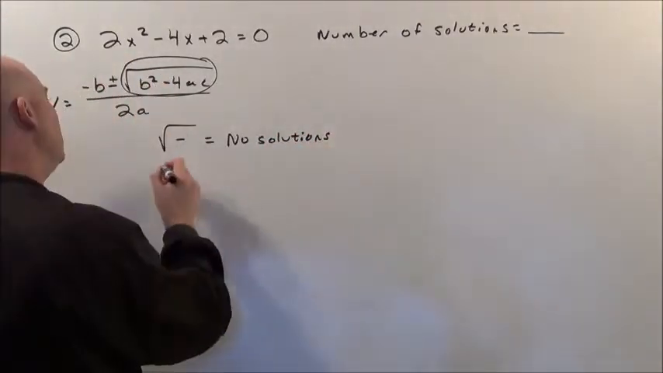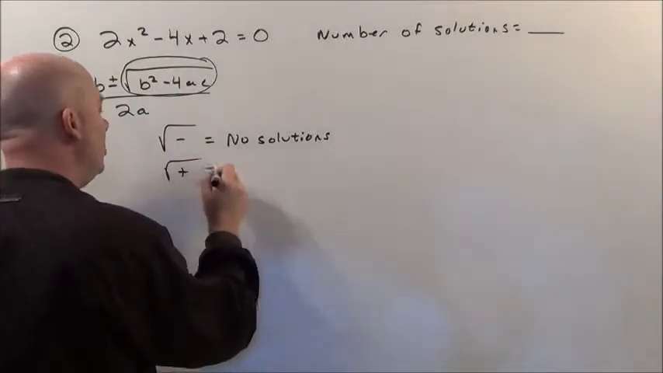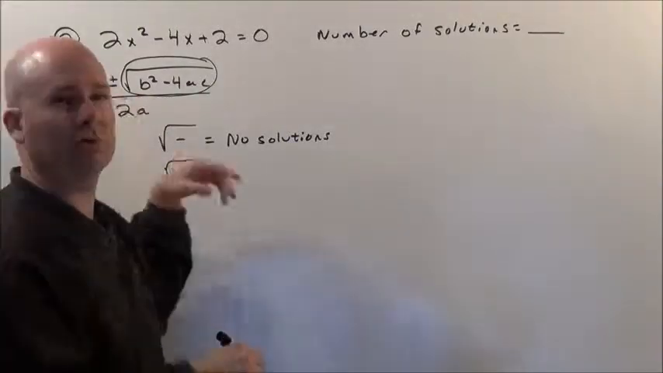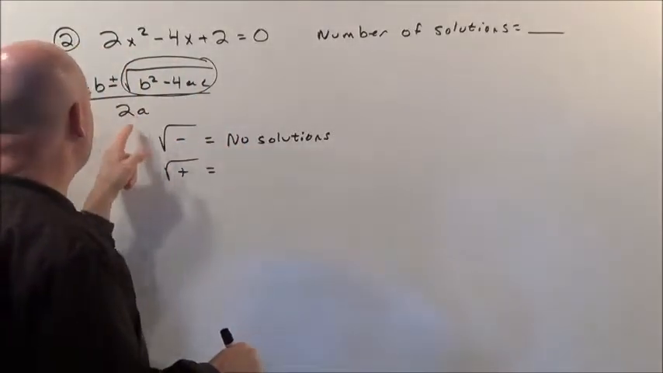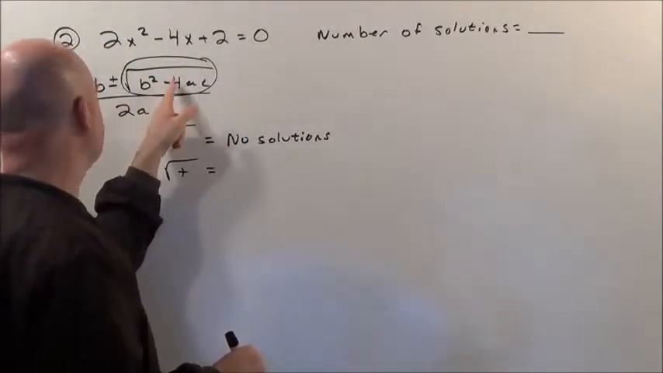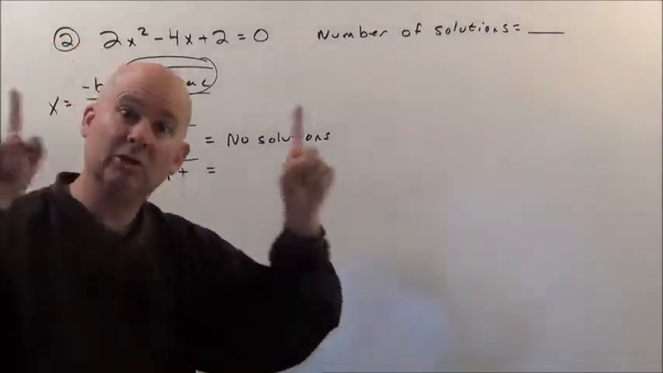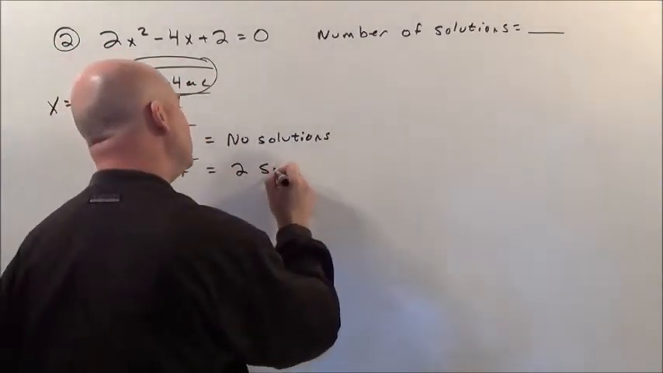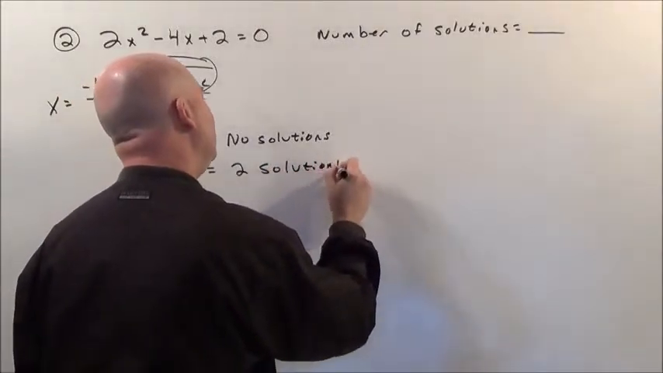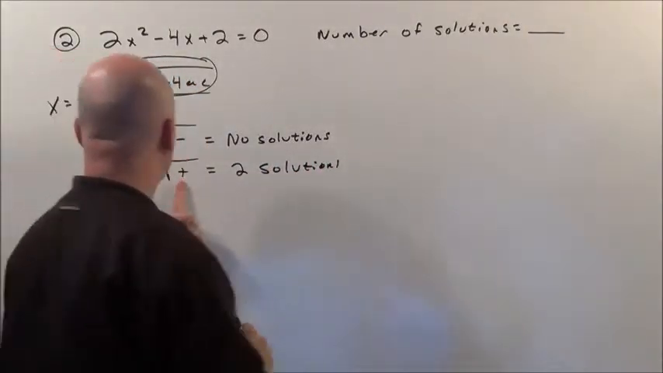If you do this and you get a positive number under here, well, then what happened is we went through with it and solved it. We ended up with adding this square root bit divided by 2a, and then we did the minus this square root bit divided by 2a. And we ended up with 2 solutions, x equals this or x equals this. So we had 2 solutions if you end up with a positive.